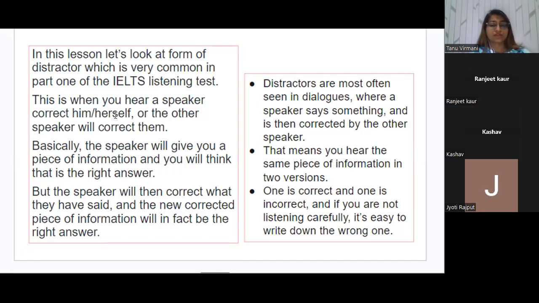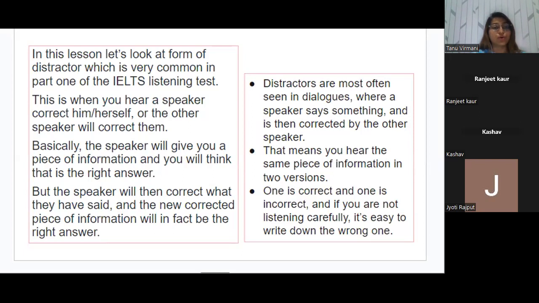Conversation about a social context. तो इसमें you will hear a speaker जो correct करता है खुद को, and then the other speaker will correct them, right? Now the speaker will give you a piece of information and you will think ये right answer है. जैसे मैंने आपको बोला कि please schedule my appointment for Tuesday morning. Oh, sorry, I'm busy on Tuesday, busy on Monday. Can you do it on Tuesday? So this is a piece of information आपने दिया, but that is the wrong one. आप उसको correct कर रहे हो. So that is a distractor. The speaker will then correct what they have said, and the new corrected piece of information आपका क्या होता है? Right answer होता है.